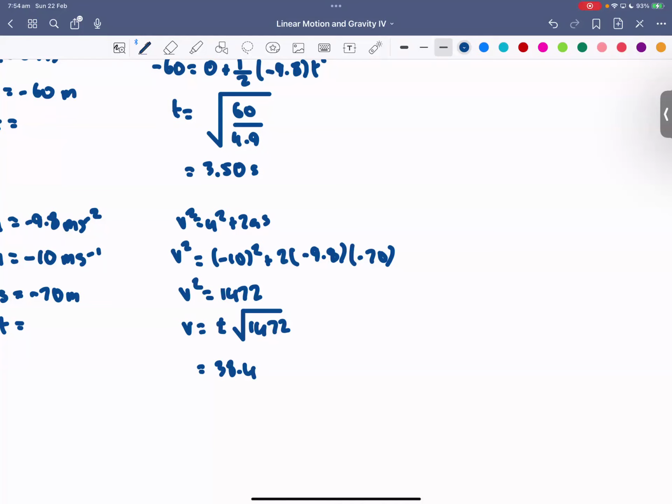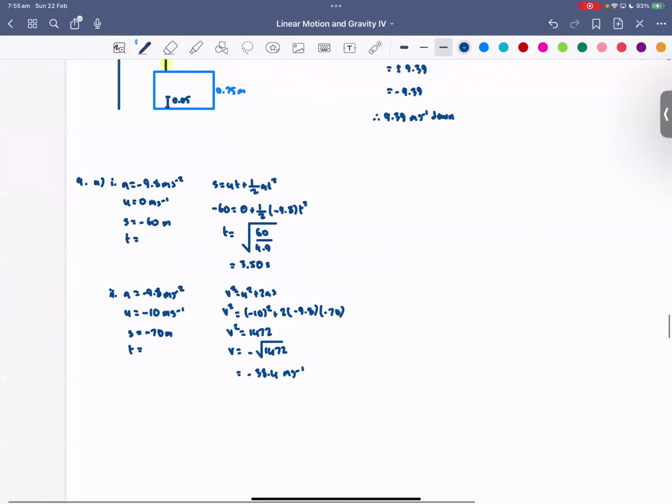Is V final velocity? Is the ball going up or the ball going down at that point? Down. So hopefully everyone's giving me the negative root. If you gave me the positive root, you'll actually get it wrong. It is actually going at negative 38.4 meters per second because it's on the way down.